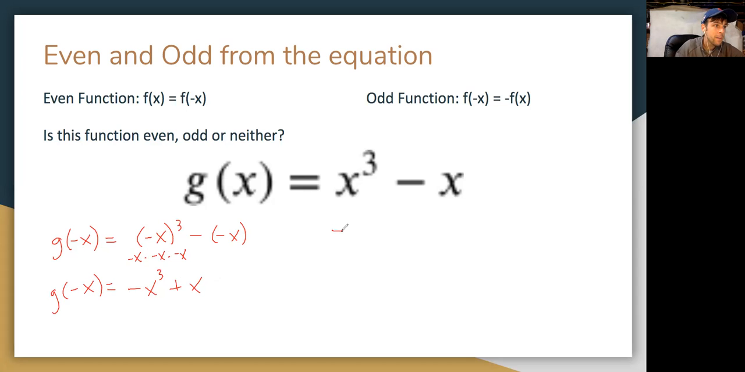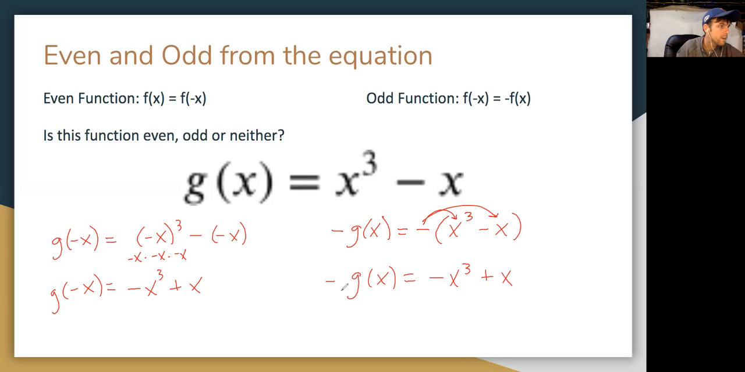Well, now let's figure out what the opposite of g of x would be. Really, that just means I'm going to distribute a negative to the whole original function. So I'll take that negative sign and distribute it. So that becomes negative x to the third plus x. And so you can see now that g of negative x is the same thing as negative g of x. So that satisfies the algebraic definition of what an odd function is. So we'd say that this function is odd.